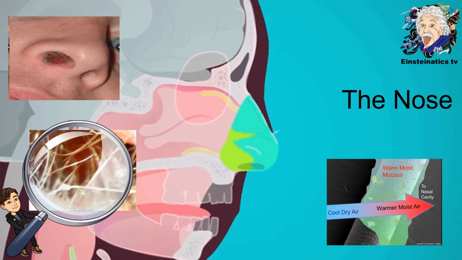The passageway of air into the body usually starts at the nose. Now, one prominent or noticeable feature of the nose is its nose hairs. So, any idea as to what its purpose is?